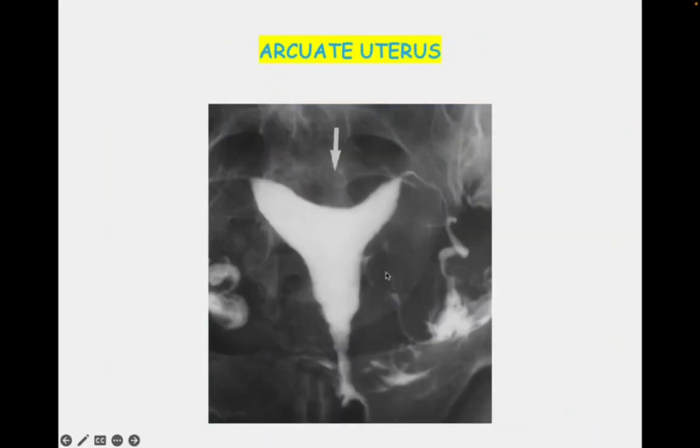Now this is one uterus, in which you can see in this X-ray picture there is some depression over here. So this is most likely suggestive of an arcuate uterus. In this picture you can see the depression, and the tubes are open.